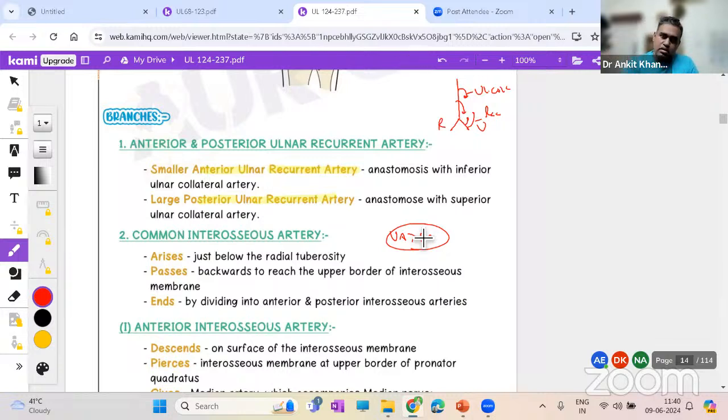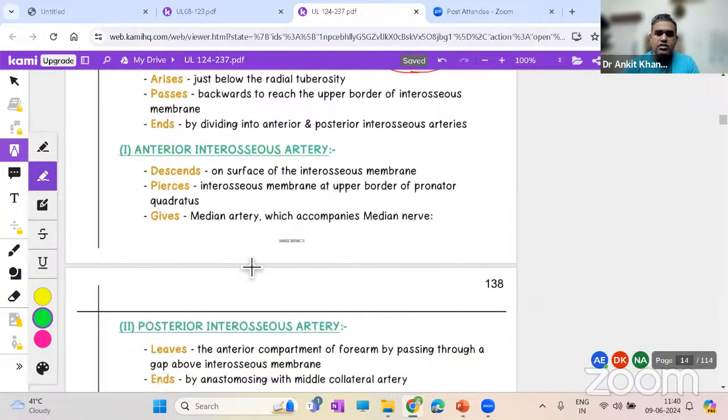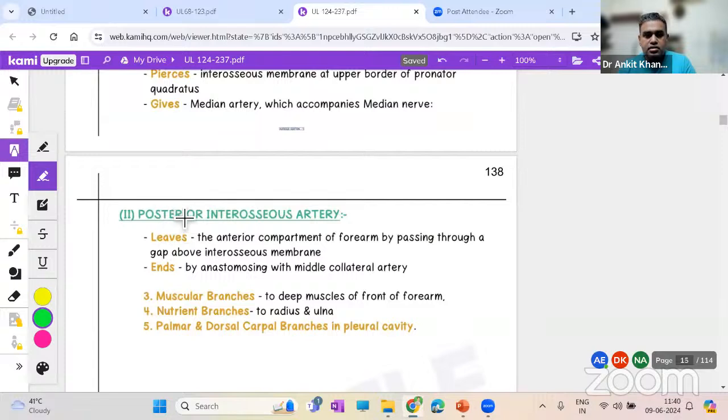They come from the ulnar artery. So this ulnar artery is going to give rise to a common interosseous artery, which is going to go back. It is going to have an anterior and a posterior interosseous artery. The anterior will remain anterior and supply the anterior compartment. But this posterior interosseous artery, see, it is going to go into the posterior compartment. You can see over here, by passing through a gap above the interosseous membrane.